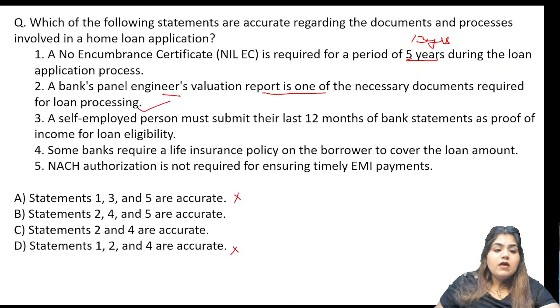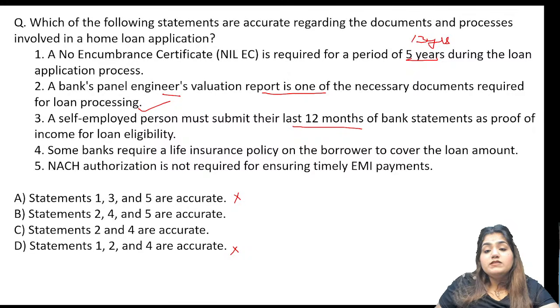Yes. The self-employed person must submit at least 12 months of bank statements as proof to be eligible. See, it is not 12 months. The ITR of 3 years. ITR of 3 years. Statement number 3 is also incorrect. No, so 3 is actually not mentioned anywhere.